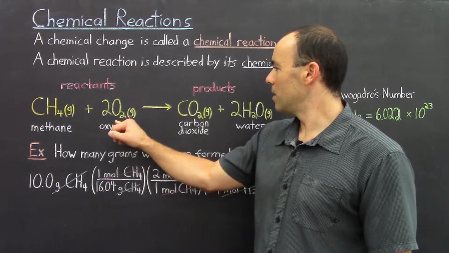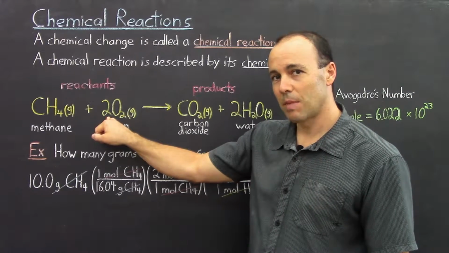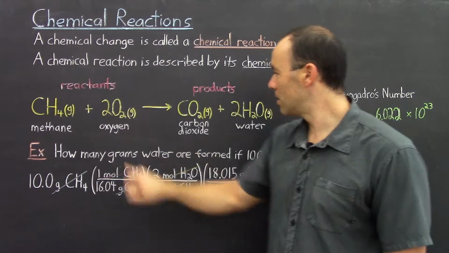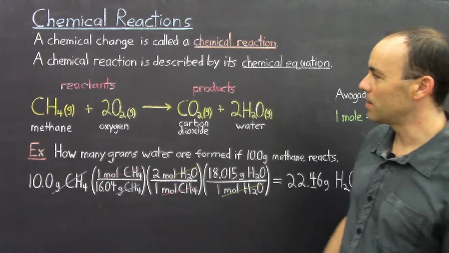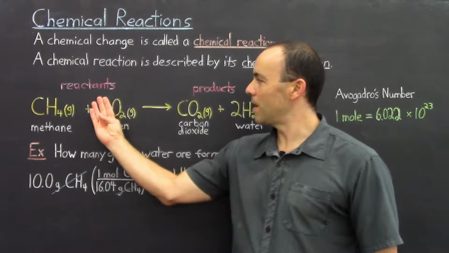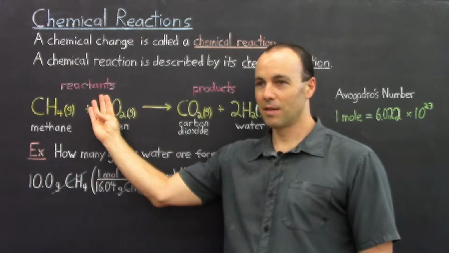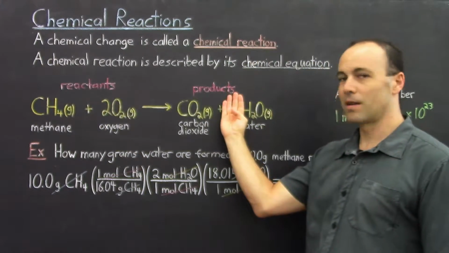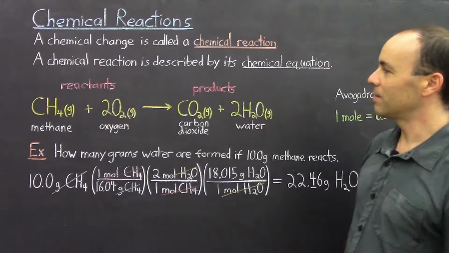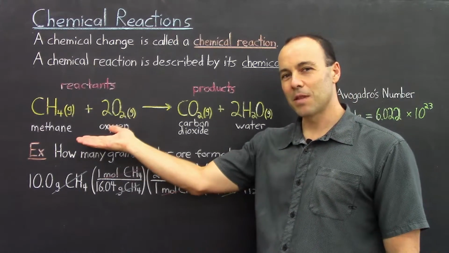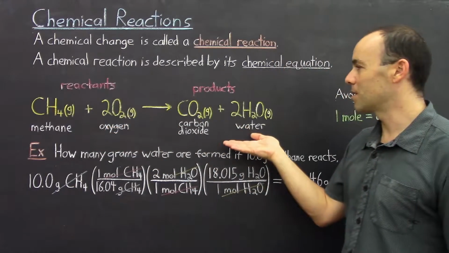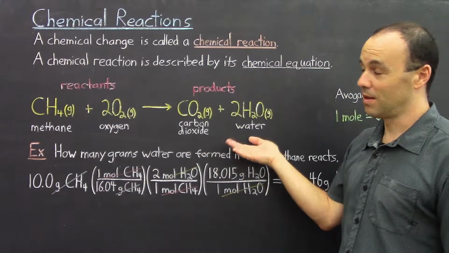Also, you see that 2 oxygen molecules are required and 2 water molecules are produced. Why can't it be methane reacts with oxygen to produce carbon dioxide and water? Well, because when you have a chemical reaction, the number of atoms that you start with needs to be the same as the number of atoms that you end up with.